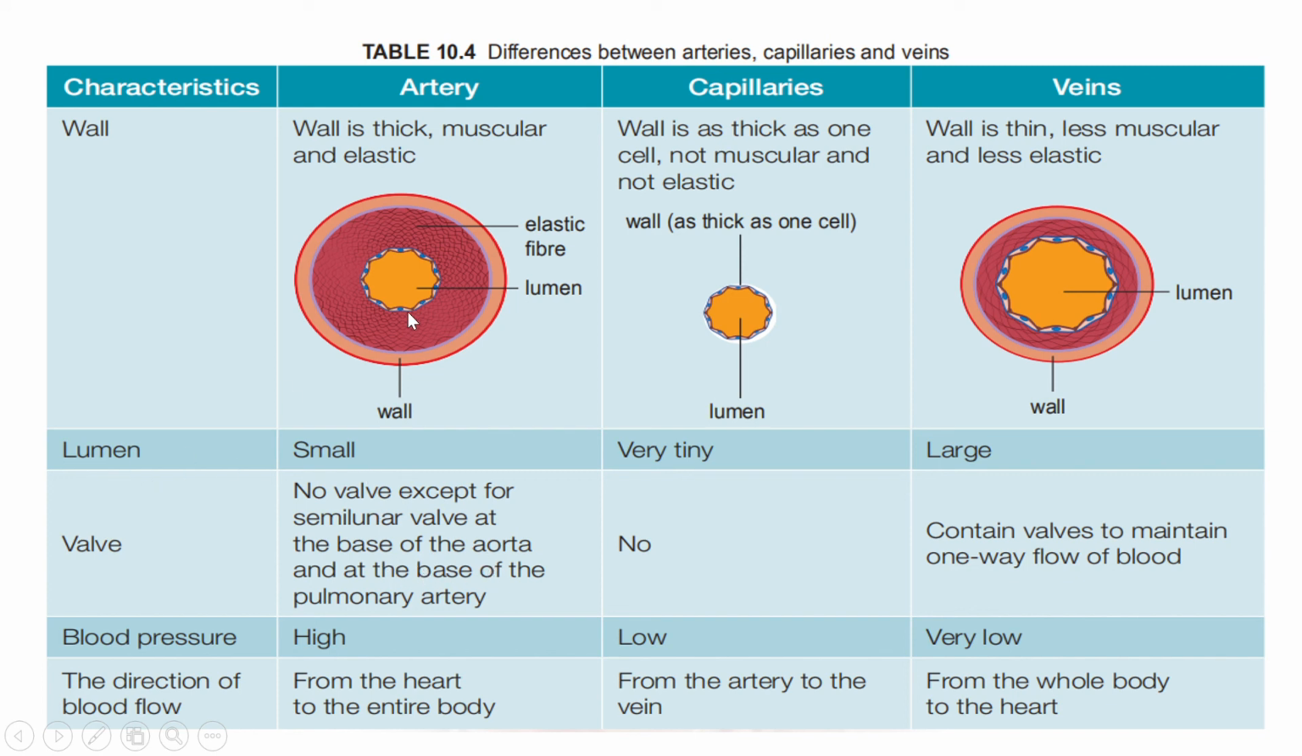Right, let's look at the lumen. This is considered small, this is very tiny, and this is large. The pressure is high, low, and this is very low. The direction is from the heart to the entire body. This is connecting between the artery and the vein, and we have the veins which will be bringing the blood back to the heart through vena cava.